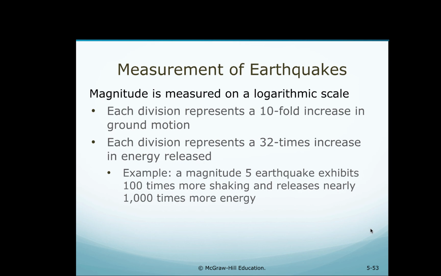A magnitude is measured on a logarithmic scale. Each division represents a 10-fold increase in the ground motion. Each division represents a 32 times increase in energy released. For example, a magnitude 5 earthquake exhibits 100 times more shaking and releases nearly 1,000 times more energy.